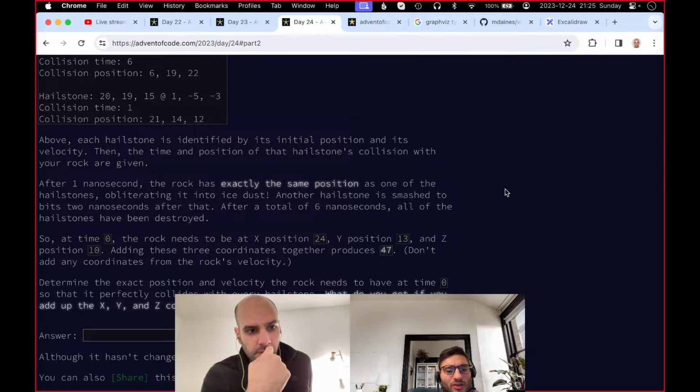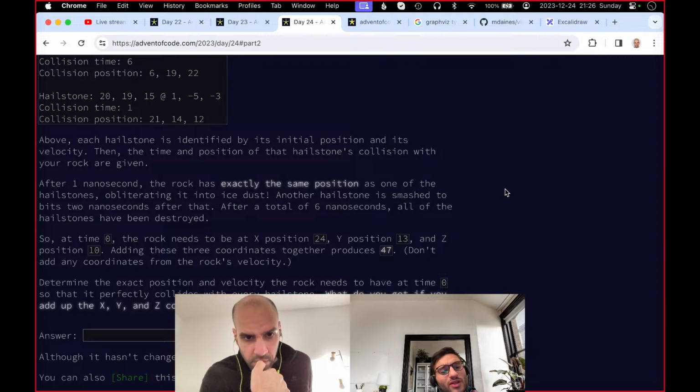Okay, and another hailstone is smashed to bits. After a total of 6 nanoseconds, all of the hailstones have been destroyed. At time 0, the rock needs to be at X position 24, Y position 13, Z position 10. Adding these 3 coordinates produces 47. Don't add any coordinates from the rock's velocity. Determine the exact position and velocity the rock needs to have at time 0 so that it perfectly collides with every hailstone. I think I got it right the first time.